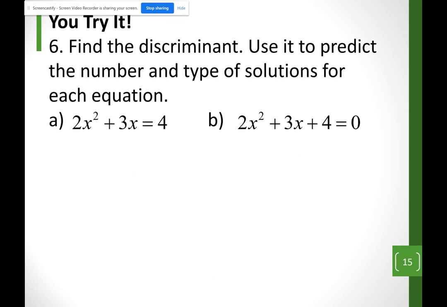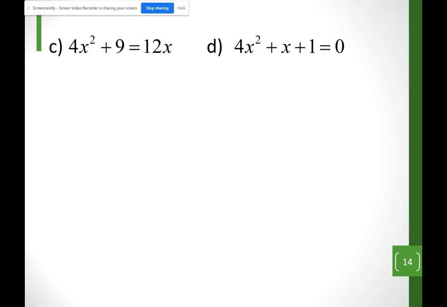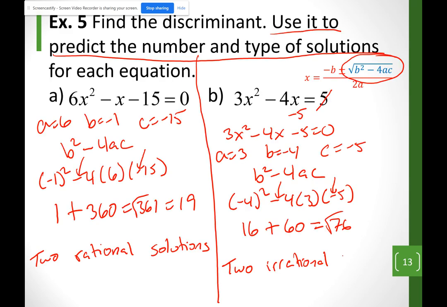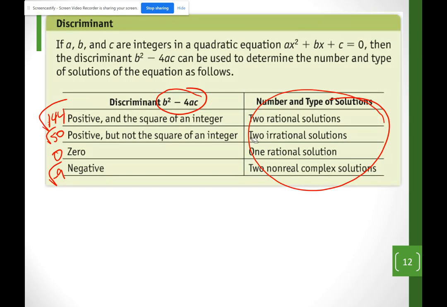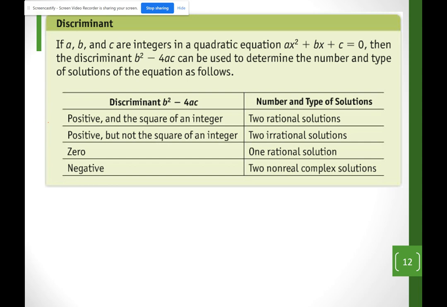Let me come back to this. I'll get 2 irrational solutions. Once again, it's not asking to find a solution. It's asking what type of solution I'm getting. Let me go back one slide. Just look at the first 2 cases here. My first one was a positive and it was a perfect square, so I get 2 rational solutions. My second example was positive, but not the square of an integer, so I get 2 irrational solutions.